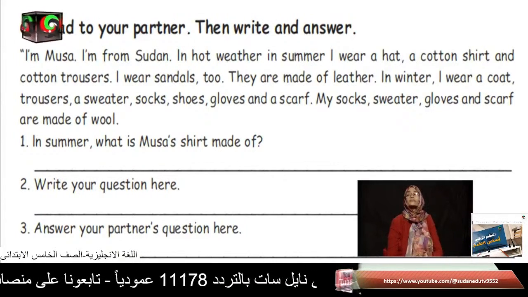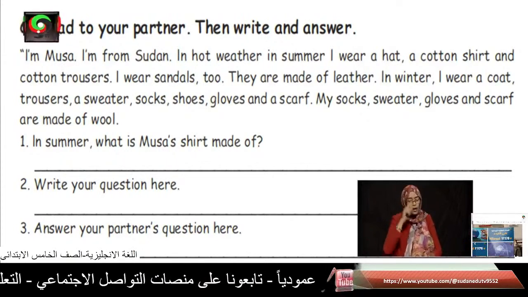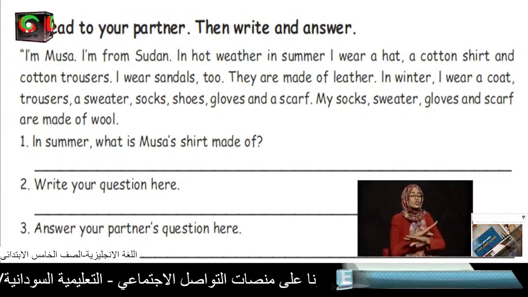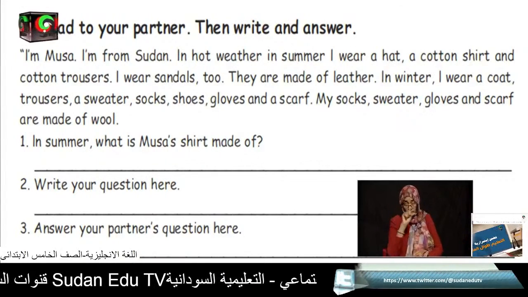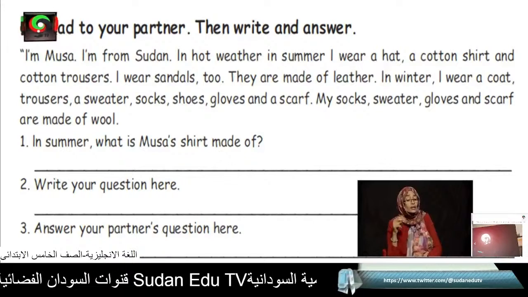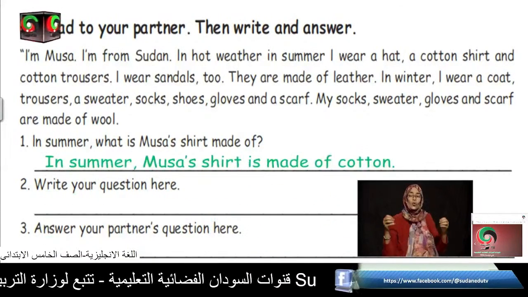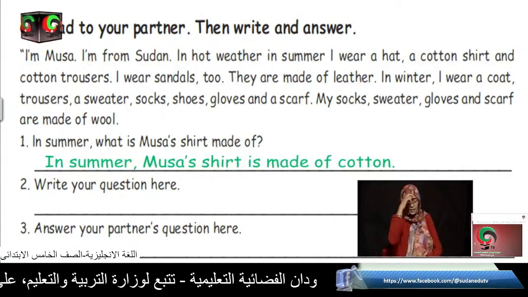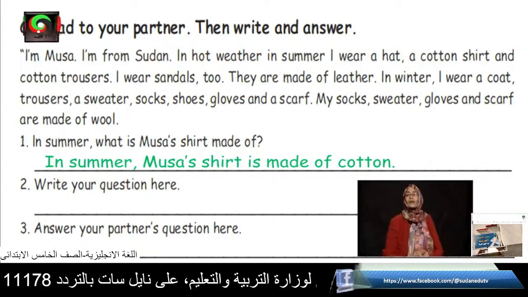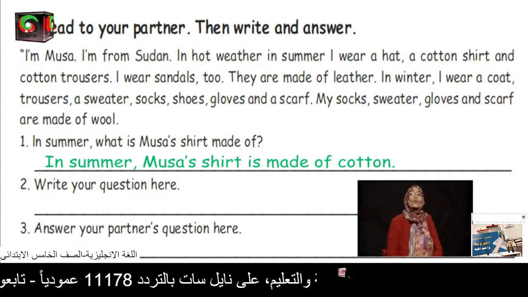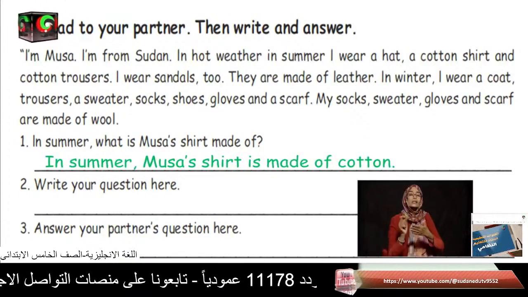Now, let's together read question 1. In summer, what is Musa's shirt made of? So, look at the passage to answer this question. In the passage, it says a cotton shirt. That means your answer is: in summer, Musa's shirt is made of cotton. Well done.